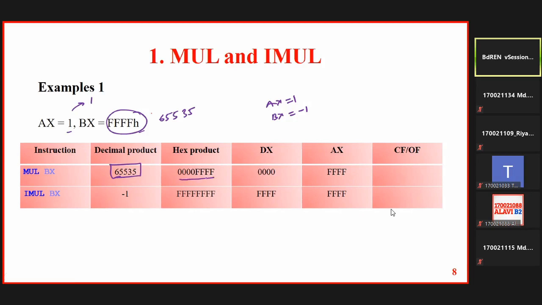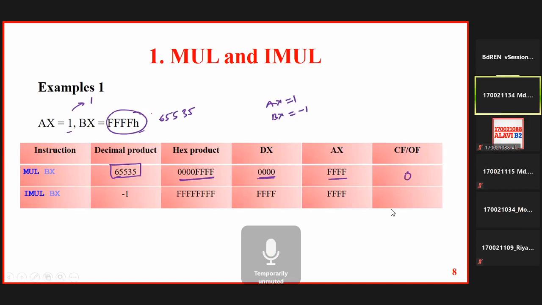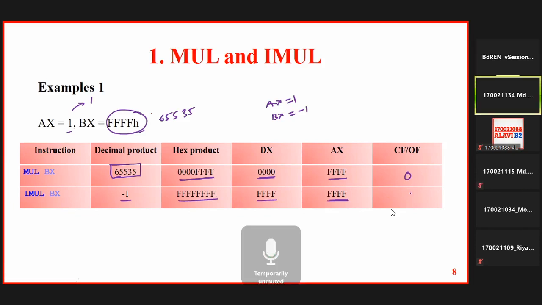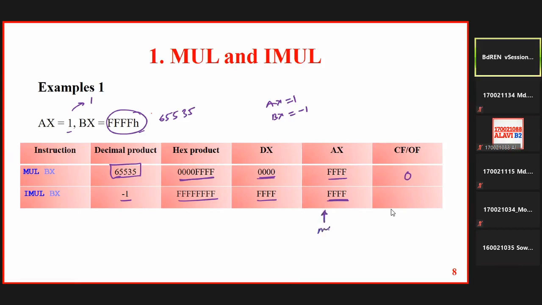So the hex product is this. Now AX is having this and DX is having this. What will be CF and OF in this case? 0. 0. And in the second case, -1, so both of them are having FFFF. What will be the result in this case? 0. Why 0? The upper half is the sign extension of the lower half. Yes, the sign has been extended. The MSB of this is 1, so that has been extended up to the DX. So it is basically 0. So if we see the result, 0 and 0.